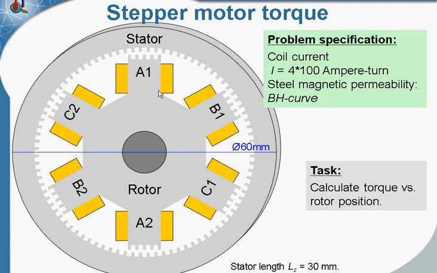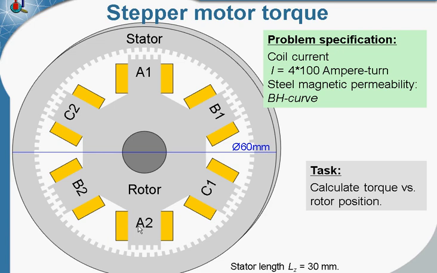Usually the coils are energized in pairs, and in this example I will energize the coils A1 and A2 and will rotate the rotor by 0.2 degrees. I will use DC magnetic analysis and automate repetitive tasks with label mirror tool.